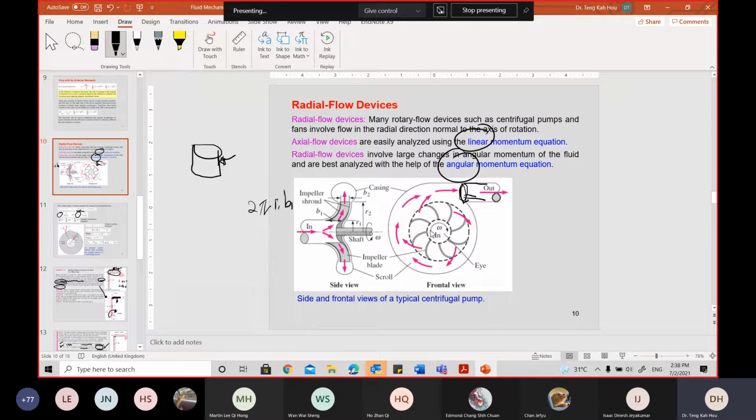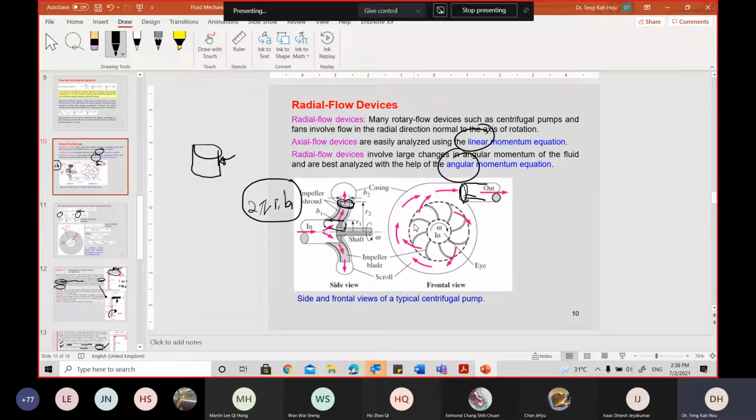And all these parts, it should be a cylinder. That's why you need to use the cross-sectional area of the cylinders for this kind of radial flow device. 2 pi r1 with b1. This is your distance. So it should be the cylinder cross-section area. And over here as well.